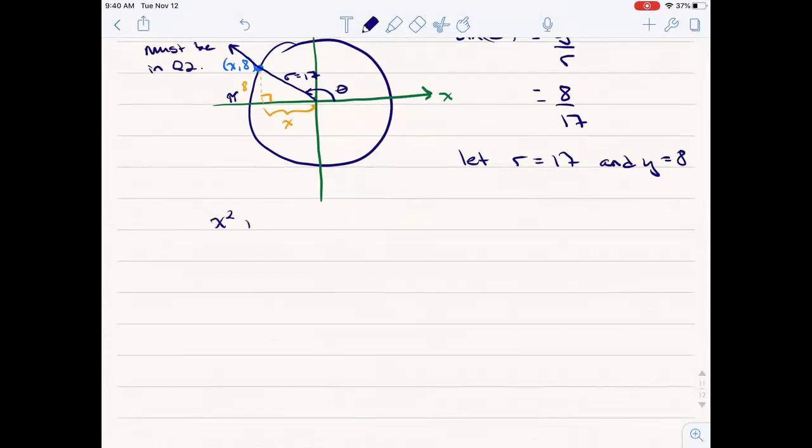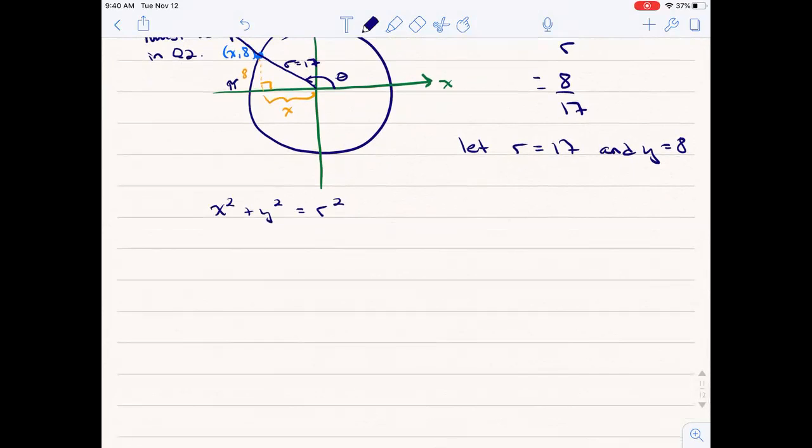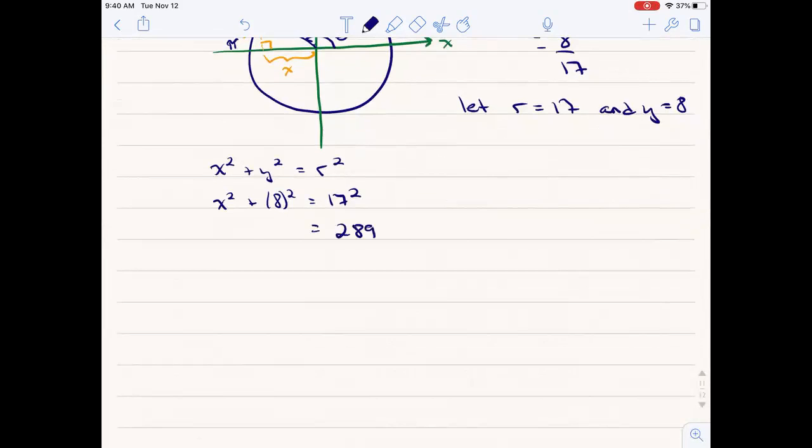So x squared plus y squared equals r squared. That's true for any circle. That's the equation of a circle. And so if we know what y is, x squared plus 8 squared is 17 squared. 17 squared is 289. So x squared plus 8 squared is 64.